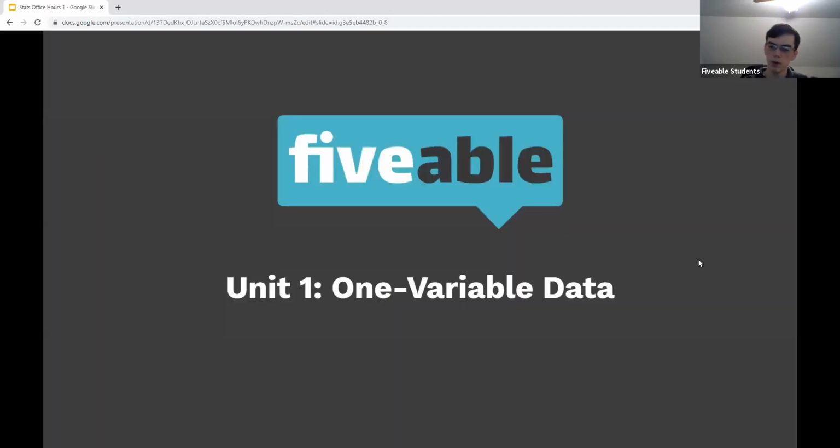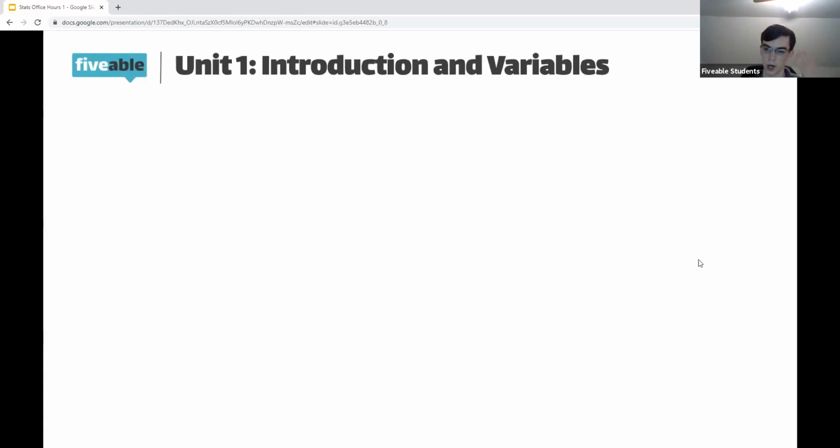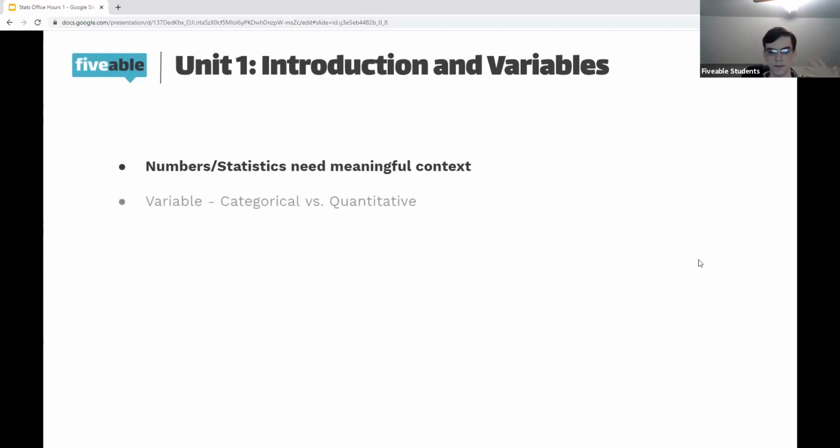All right, so now you may or may not, from the poll I sent out a couple of weeks ago, it looks like most people are working through Unit 1 or haven't started yet. So I just thought I'd do a brief review or preview of Unit 1. So Unit 1 is kind of all about one variable data. And so I guess the biggest tenet of statistics that you must know is numbers and statistics need a meaningful context. So that's kind of what statistics is all about, is taking data and providing meaningful numbers to represent it.